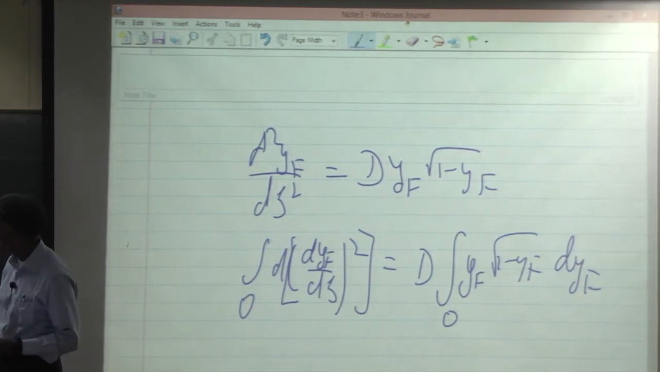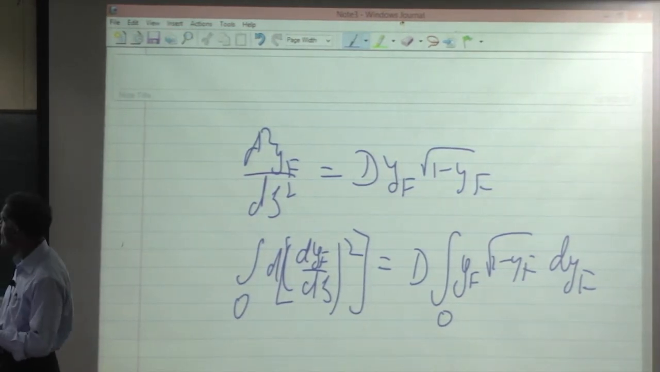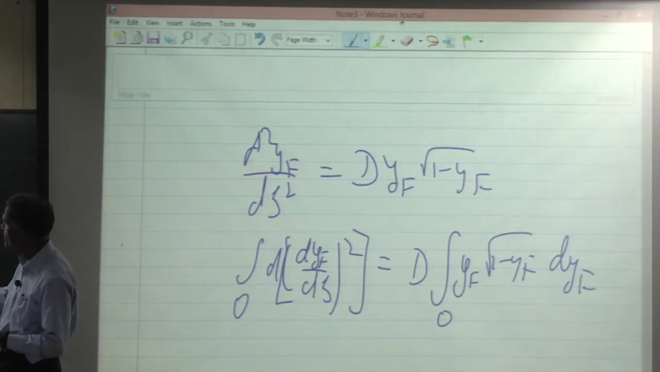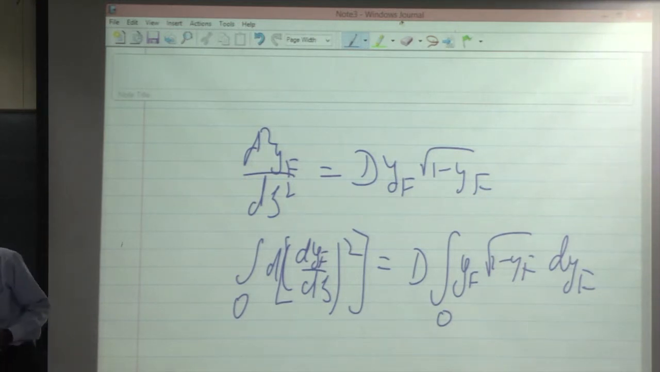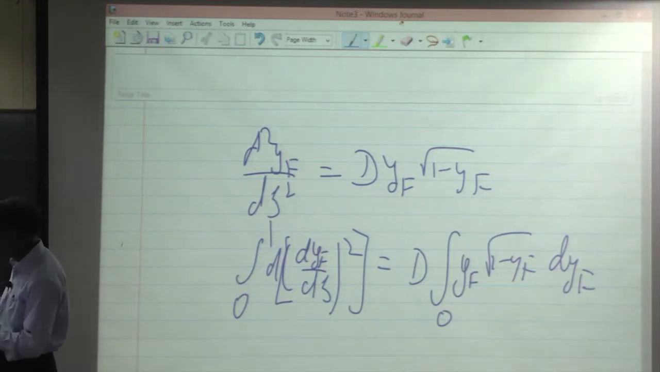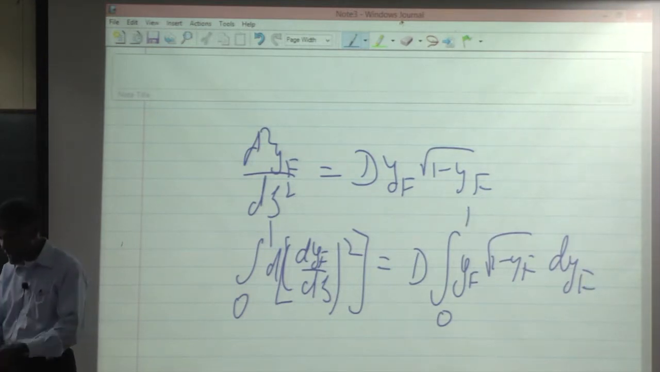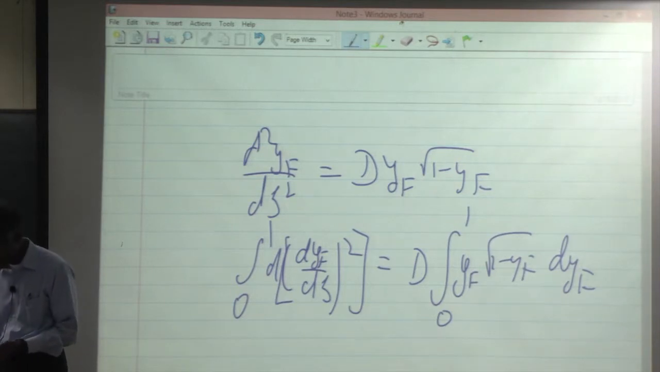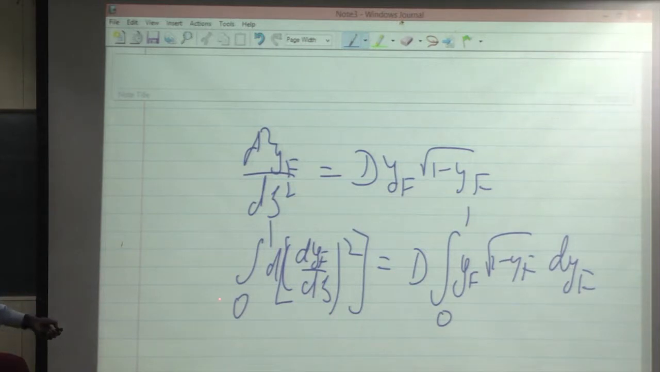And then on this side, you can see that the gradient goes to unity, so you can put that equal to 1, and yF is also 1. So these are the limits of integration of that equation. And this is easy. The d that appears here is an eigenvalue of the problem, so you can evaluate this and obtain d. It's a straightforward integral.